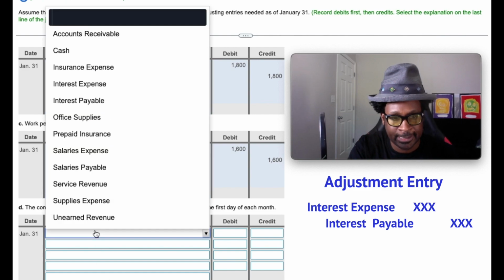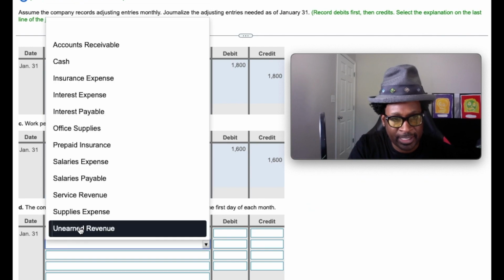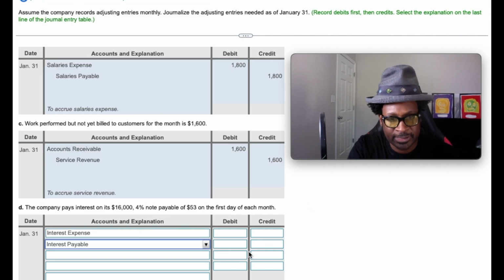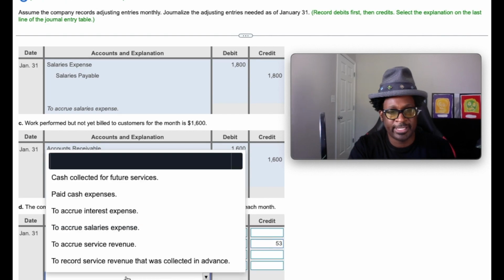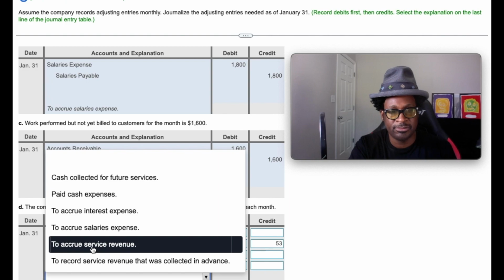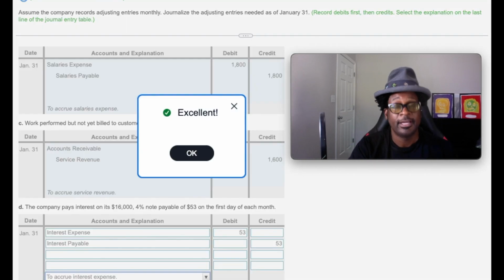So we're going to do that, gang. We're going to debit interest expense and credit interest payable for the amount that was given of $53. Then we're going to look for the explanation, and that's simply to accrue interest expense. We're going to check the answer. Bags all day.